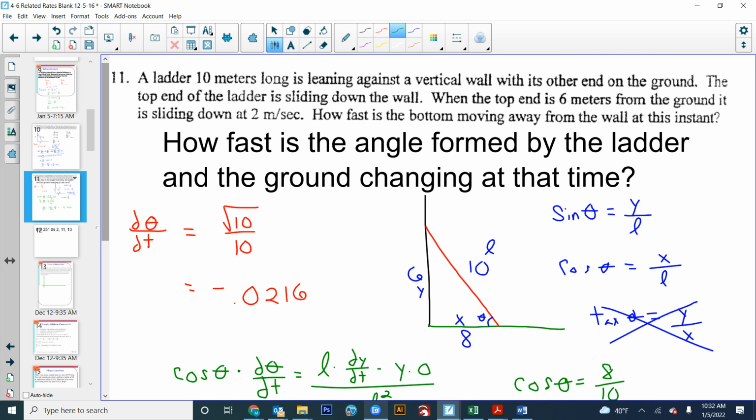Isn't that something we had to find from part A, if we want to call it that? How fast is the bottom moving away from the wall? There's another red flag. If I use that, I have to trust that I got that right from letter A. Does it make sense? So this might make more sense to do in this problem to do sine of theta. Cool.